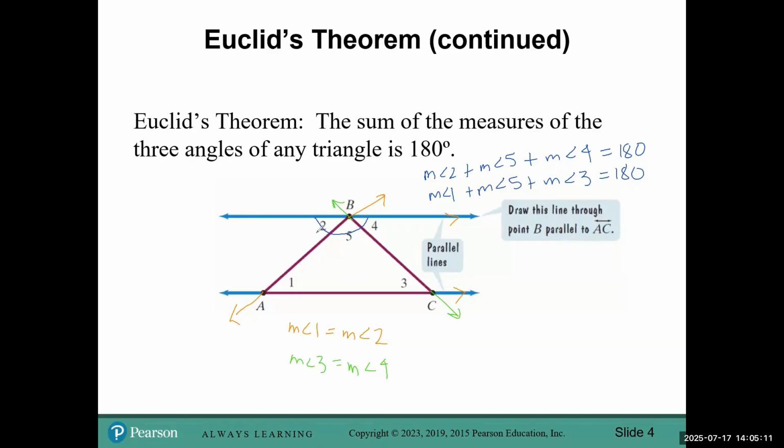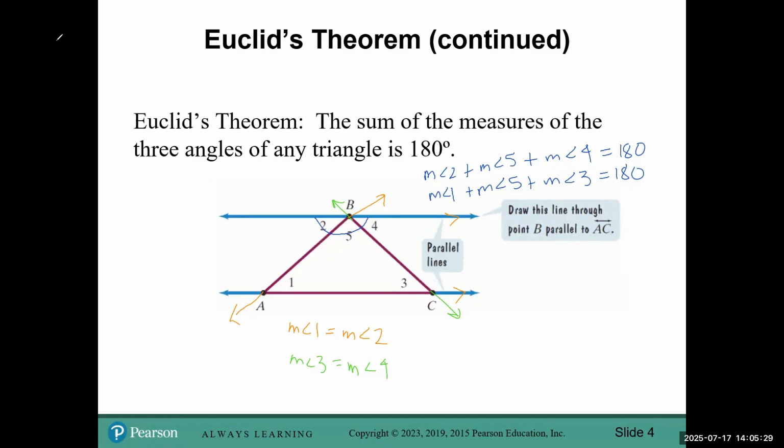And we can create any triangle this way by taking one side of the triangle and then drawing a parallel line through the other point. So this is how Euclid proved that the sum of the measures of the three angles of any triangle is 180 degrees. And we have various ways of doing this.